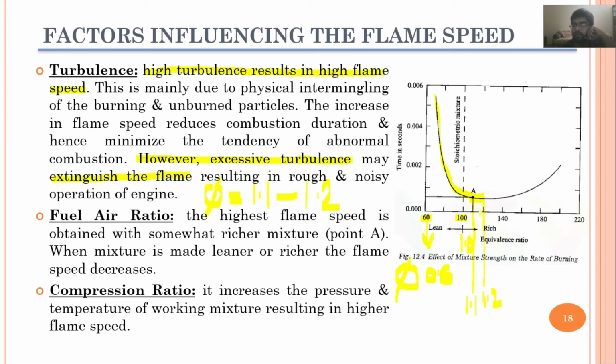So from this point, we can see the flame front propagation is taking very little time. It means that it is covering a larger distance in a smaller time duration. So we have a maximum speed from point A, or we can say from 1.1 to 1.2 equivalence ratio. But when we increase the equivalence ratio beyond that, the flame will take greater time and the speed of the flame starts decreasing.